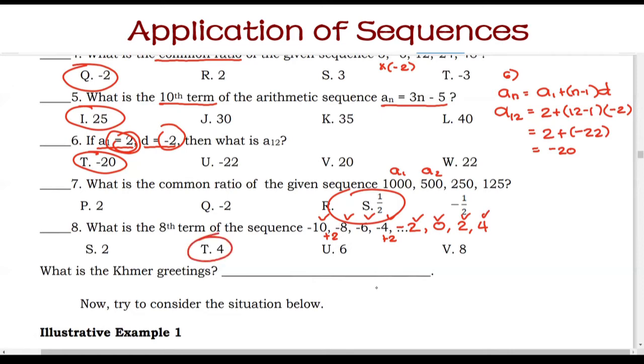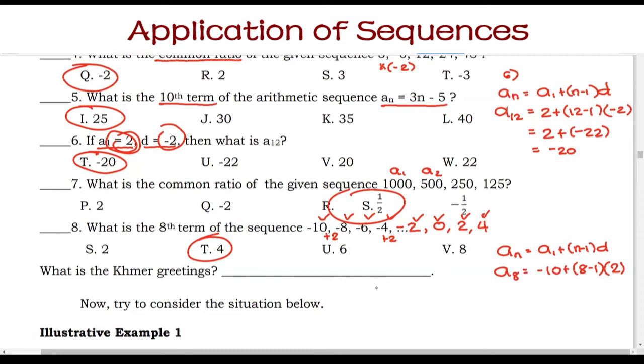Okay? So, if you want to use the formula, since this one is an arithmetic sequence, you have to recall this formula. A sub n equals a sub 1 plus n minus 1 d. Okay? What are we looking for? A sub 8. Okay? A sub 1 is negative 10. Yeah? Okay. What is n again? 8. Okay? Minus 1. What is d? The common difference. Positive 2. The common difference is what you add to the preceding term to get the next term.